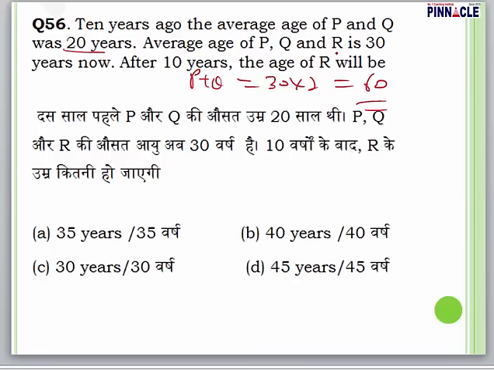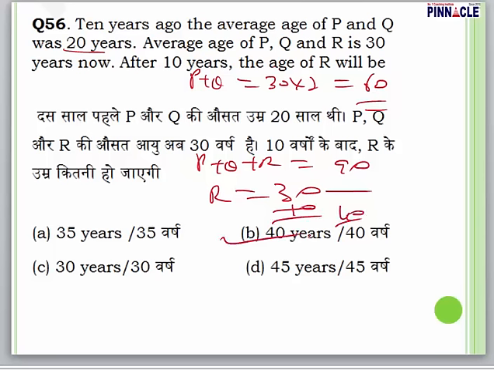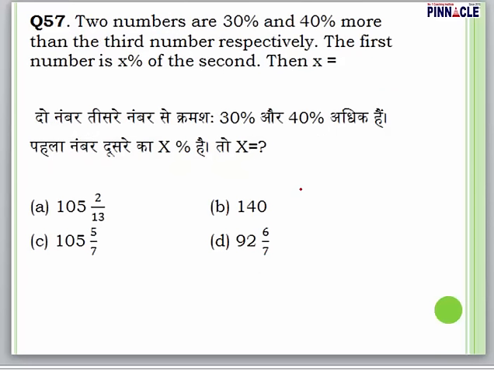And P, Q, R, average age now is 30 into 3, 90. So P plus Q is 60, P plus Q plus R is 90. It means R current age is 30, 90 minus 60. After 10 years, R would be 40 years. Answer is B.